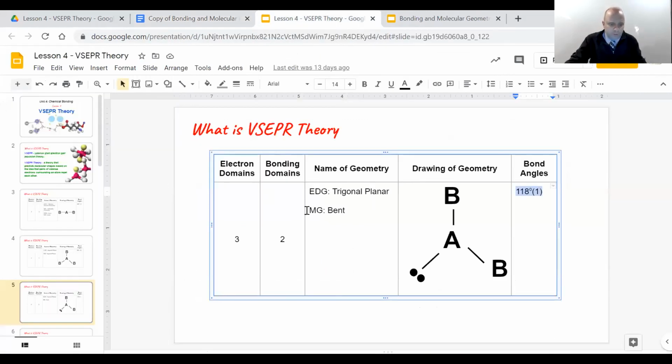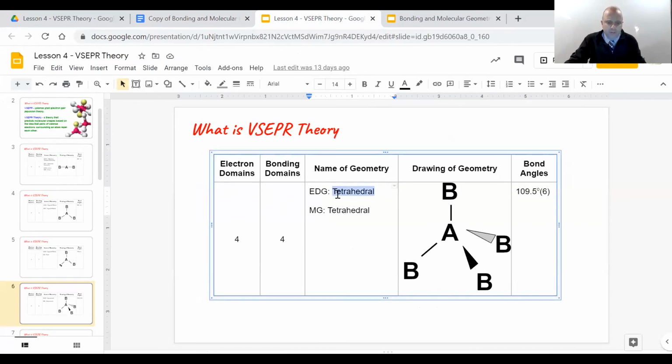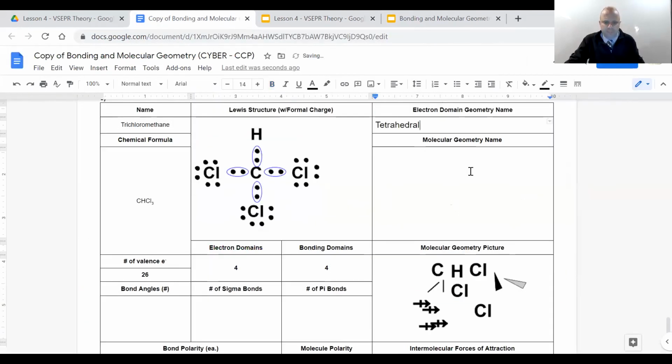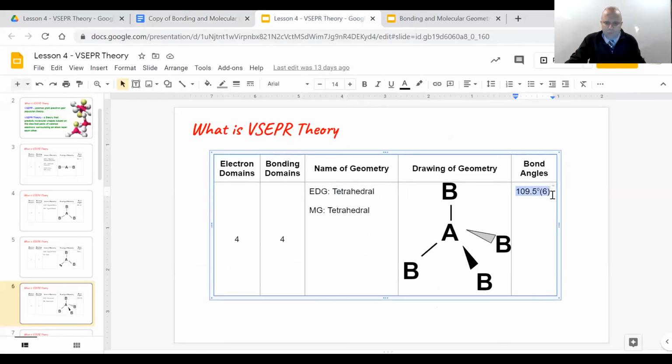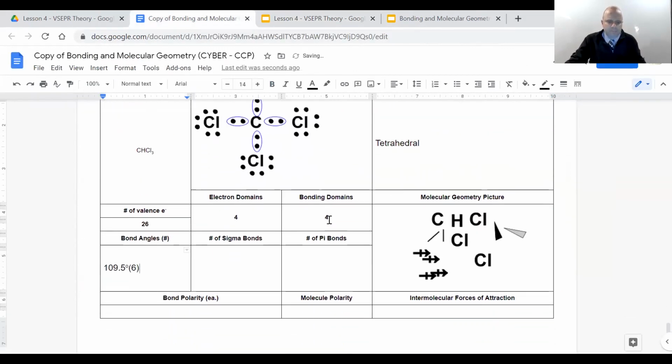So we go into our VSEPR theory guide. Let's keep going down. Bam, 4 electron domains, 4 bonding domains. So the name is tetrahedral. So we have tetrahedral in both spots. So tetrahedral here, and while I'm there, I'm going to grab that bond angle of 109.5. There's 6 of those. So we can put that there.